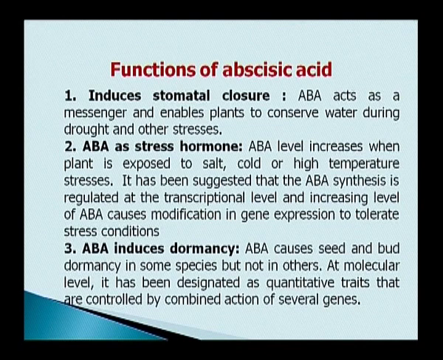The level of ABA increases when the plant is exposed to salt, cold or any type of stress. It is suggested that ABA synthesis is regulated at the transcription level, and increasing level of ABA causes modification in gene expression to tolerate stress conditions. Dormancy is also induced by ABA. The auxin and cytokinin inhibit dormancy, whereas ABA causes dormancy. At the molecular level, it has been designated as a quantitative trait that is controlled by the combined action of several genes which are governed by the abscisic acid.